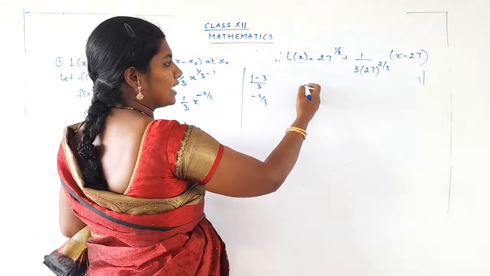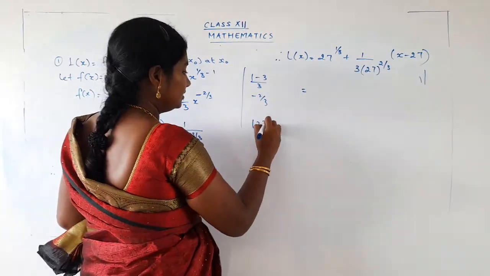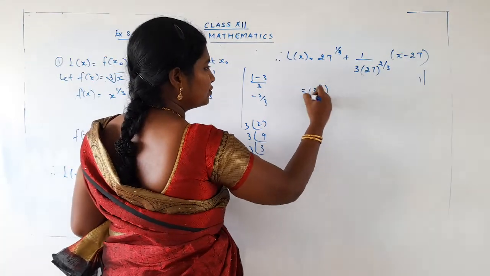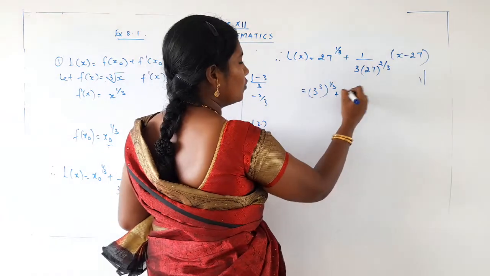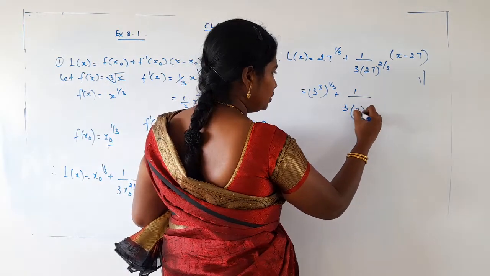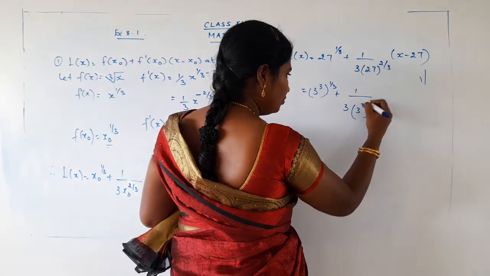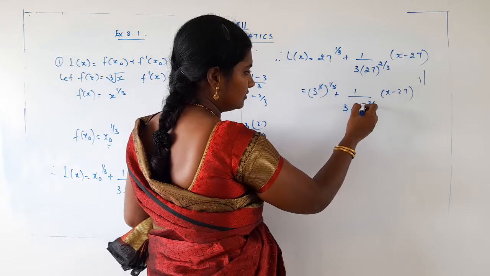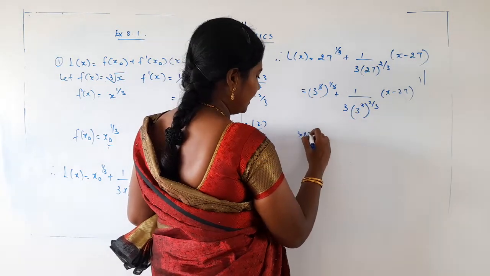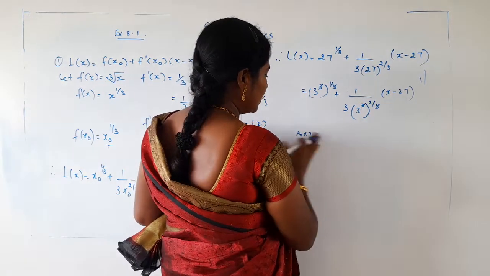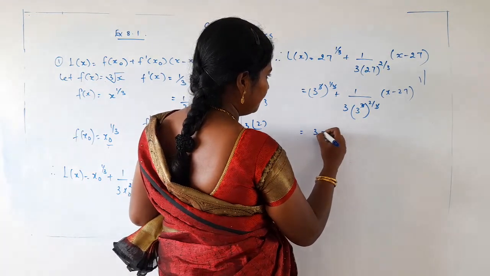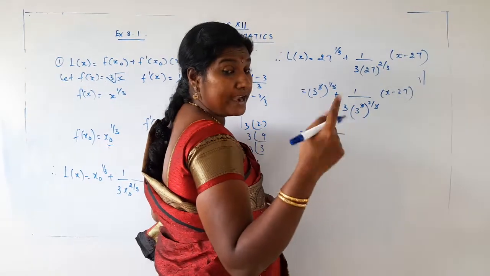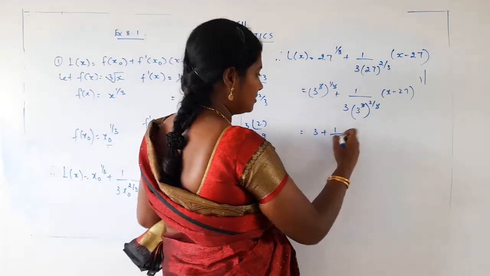So 27 can be written as 3 cube. 3 threes are 9, 9 threes are 27, so I get 3 cube. So this is 3 cube raised to 1 by 3 plus 1 upon 3 times 3 cube raised to 2 by 3 times x minus 27. Okay, so the 3 gets cancelled. This is 3 into 2 by 3, so again the 3 gets cancelled. So what is left now? 3 plus 1 upon 3 times 3 square, so 3 square is 9, and 9 threes are 27.